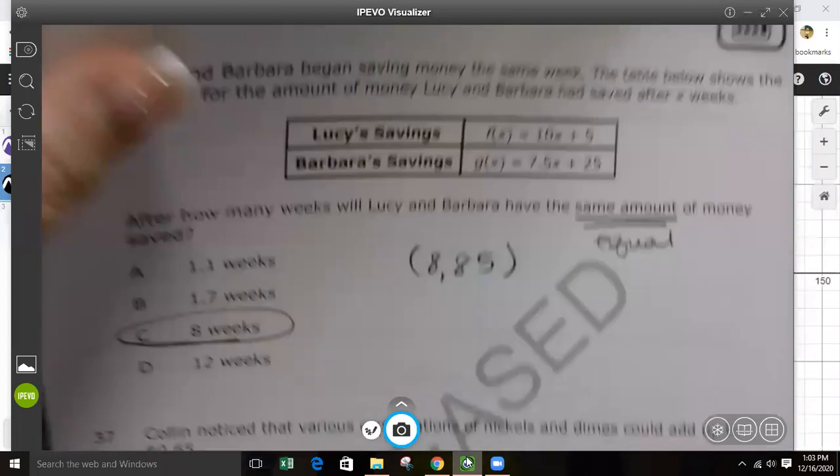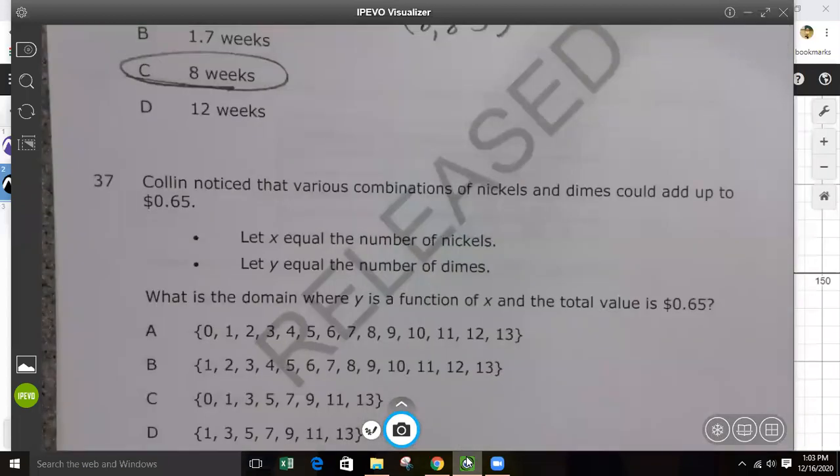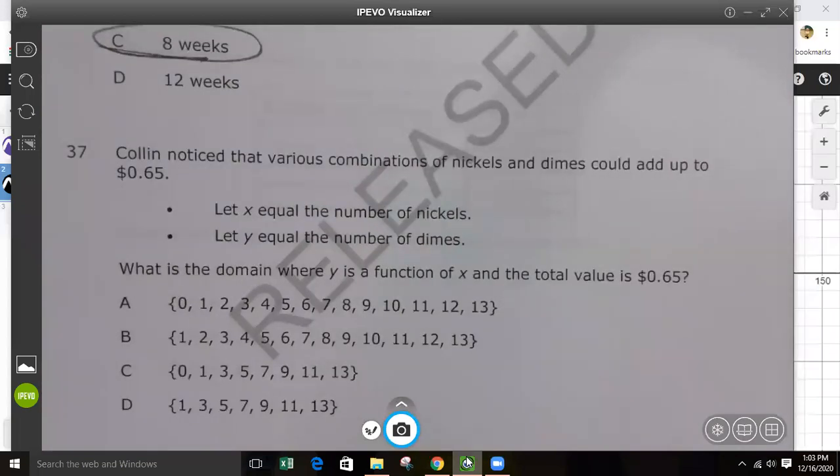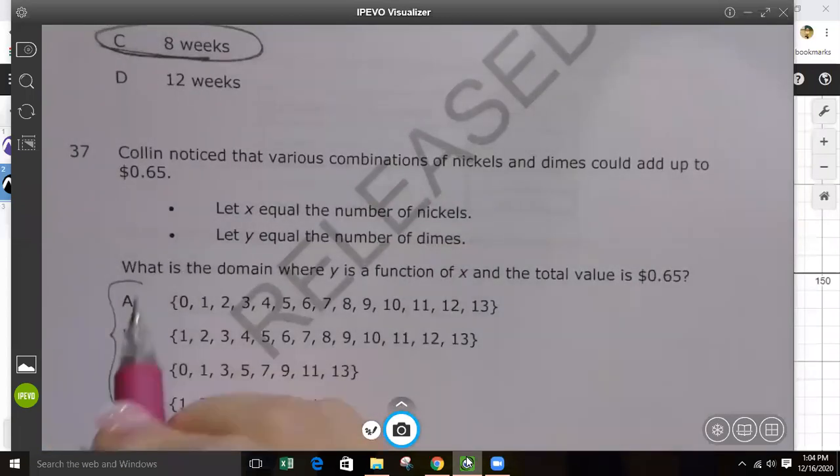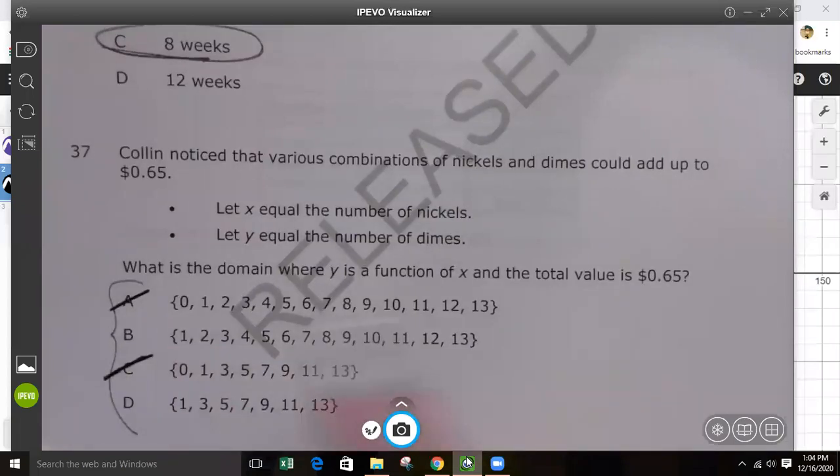All right. On the next one, it says Colin noticed that various combinations of nickels and dimes could add up to 65 cents. Let x equal the number of nickels and y equal the number of dimes. What is the domain where y is a function of x and the total value is 65 cents? So if we think about this, 65 cents, the first thing you need to think about is you always have to have a nickel. Dimes only give you tens, 10, 20, 30, 40, 50, 60. So you can't have 0 nickels. So all of this is the number of nickels that you can have. We can't have 0 nickels because we have to have this 5 on the end.